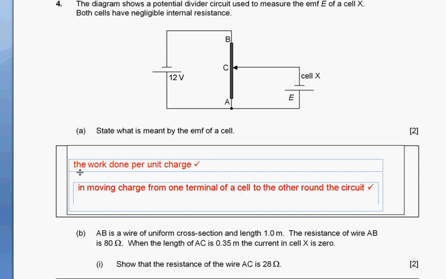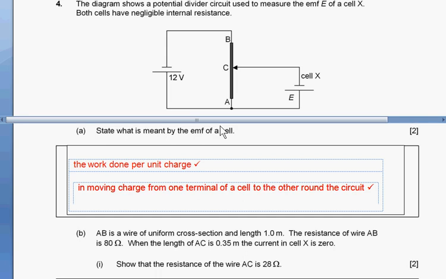The work done per unit charge, 1 point, in moving charge from one terminal of the cell to another around the circuit, another point. So just learn this answer by heart.